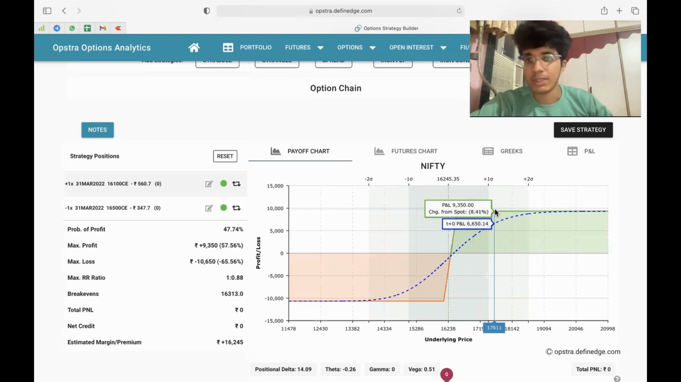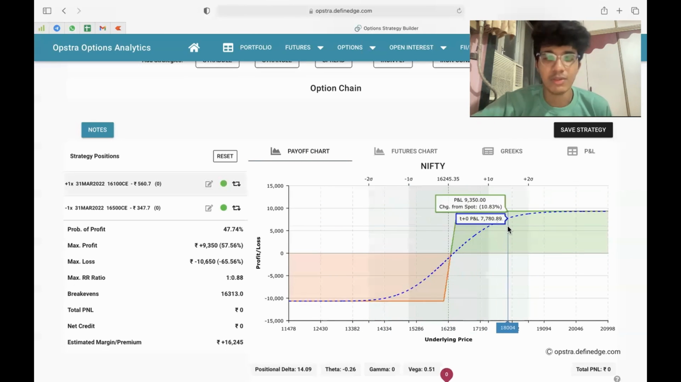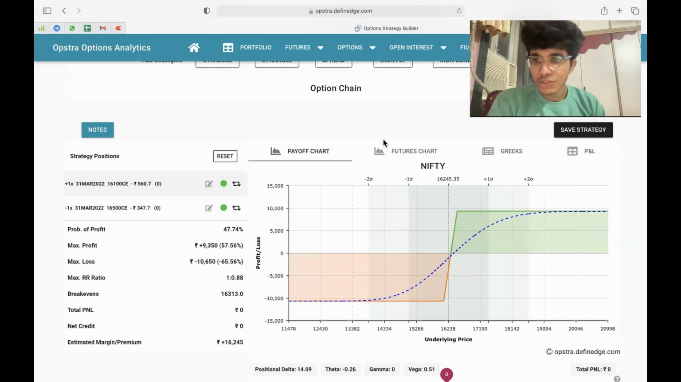So basically, the more in the money you go, if you go to 16,000, its delta will be more than 16,100. So the more the market moves up, the more our call option's premium is going to rise, and that is how we can be aggressive here. The more in the money we go, the more aggressive we are. It's a very simple strategy, one of the most basic strategies. So that's it for the video.